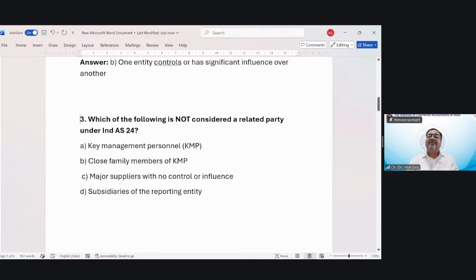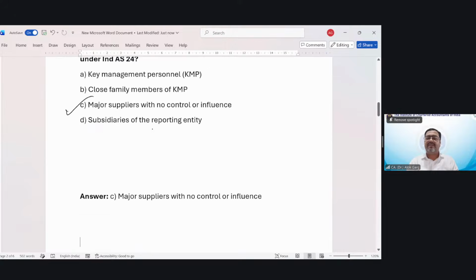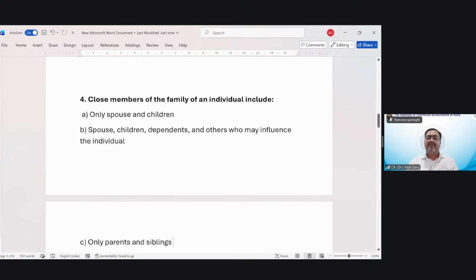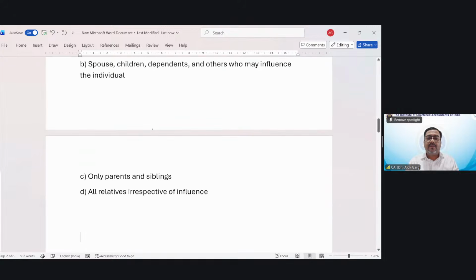Which of the following is not a related party under Ind AS 24? KMP, close family member of KMP, major supplier with no control or influence, subsidiaries of the reporting entity. Yes, C is the right answer. A major supplier with no control or influence will not be considered a related party. Major supplier, major customer, they are not a related party.